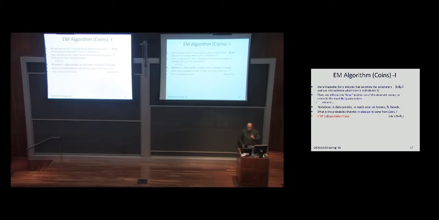So that's what we're going to do, right? So again, my notation is going to be this. I'm going to assume n data points. In each case, we have m tosses and h_i heads. So now that I have these guessed parameters, I can ask, what's the probability that the ith data point came from coin 1? Let's compute it. This is going to be called the expectation step, the E step of EM. So what is this probability? I'm going to denote it P1i, the probability that the ith point came from the first coin.